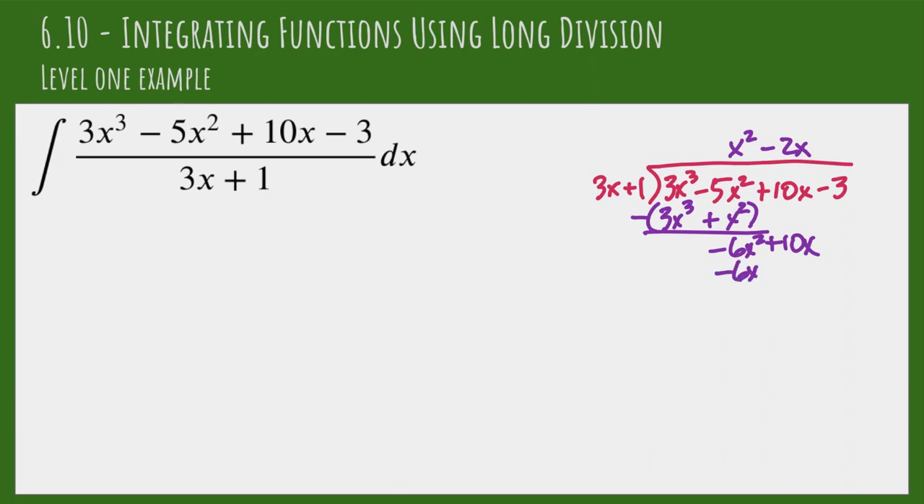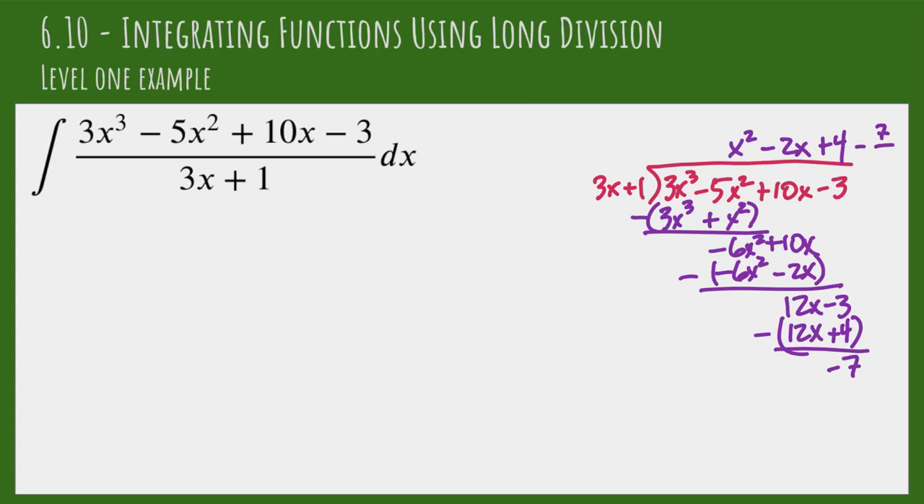So we get negative 6x squared minus 2x, and we subtract. 10x plus 2x is 12x. Bring down the minus 3. 3x goes into 12x 4 times. And we subtract, and we get negative 7. And so that remainder goes over 3x plus 1.